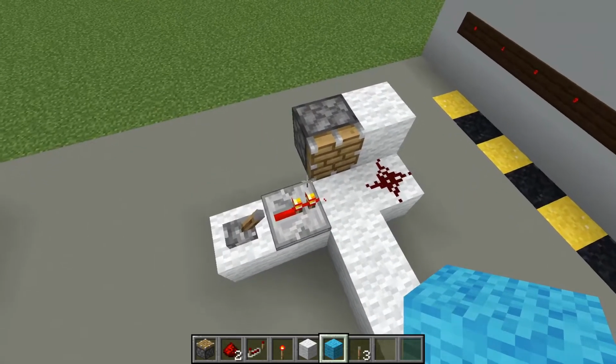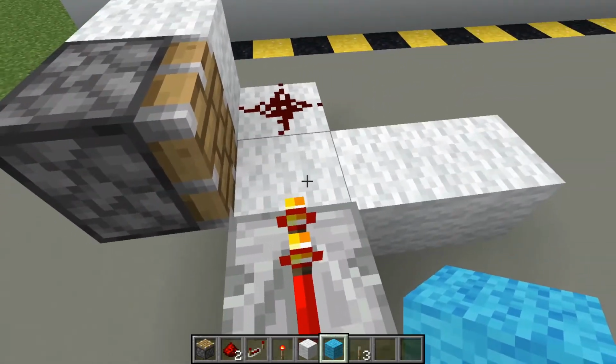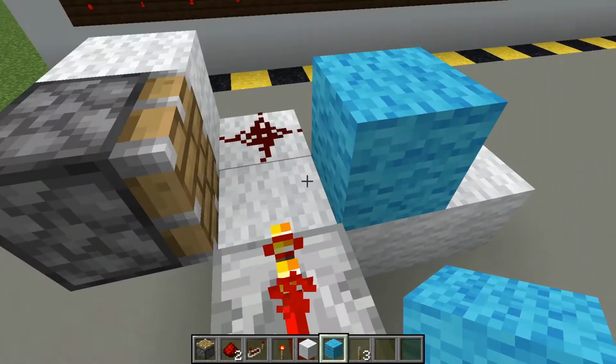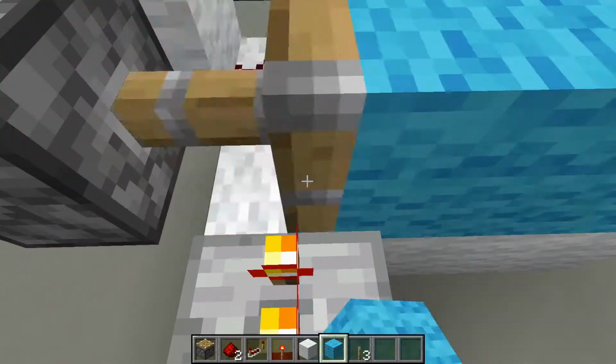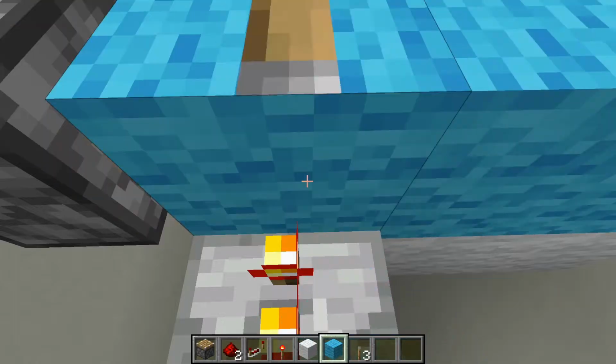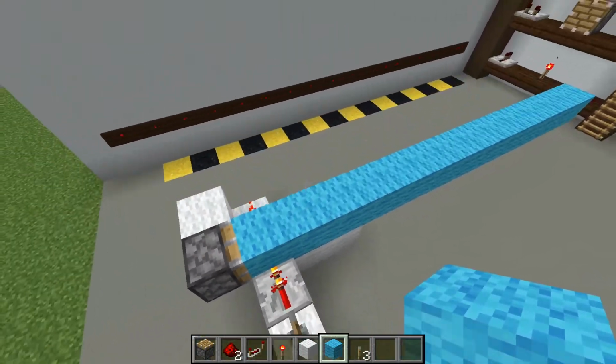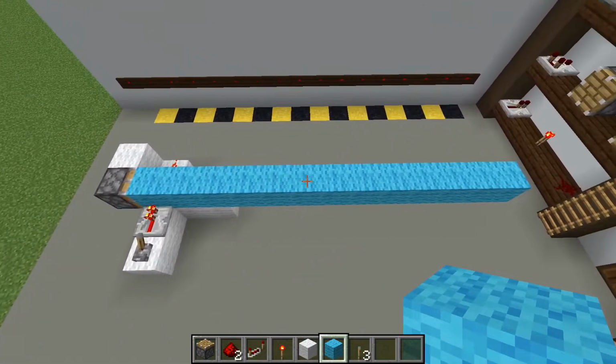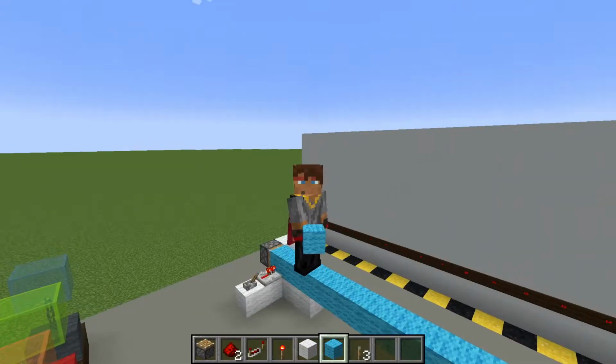So what I have here is just a simple circuit, and whenever we place a block in front of the piston, it's just going to instantly push it, and you can see if we hold down, the piston is going to keep pushing these blocks until it reaches its push limit, which again is 12 blocks. You could go ahead and count these, but I promise you it's 12 blocks.